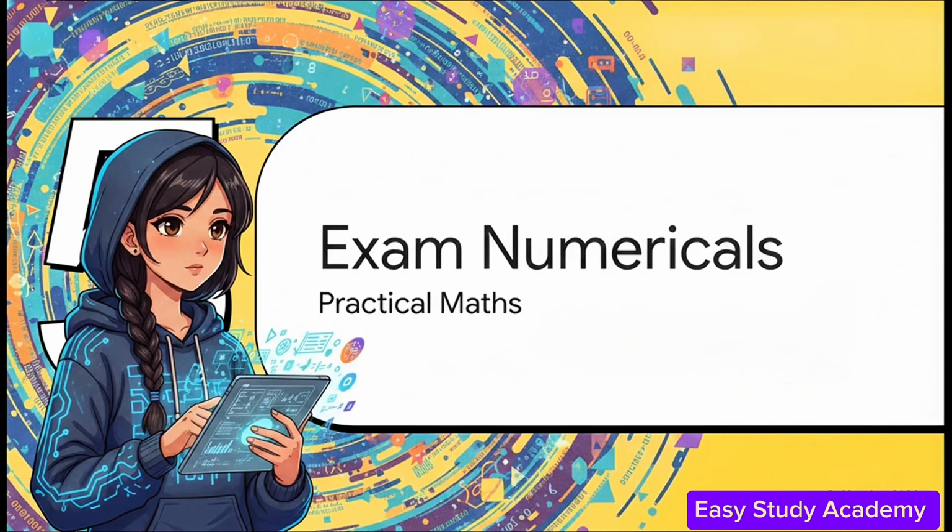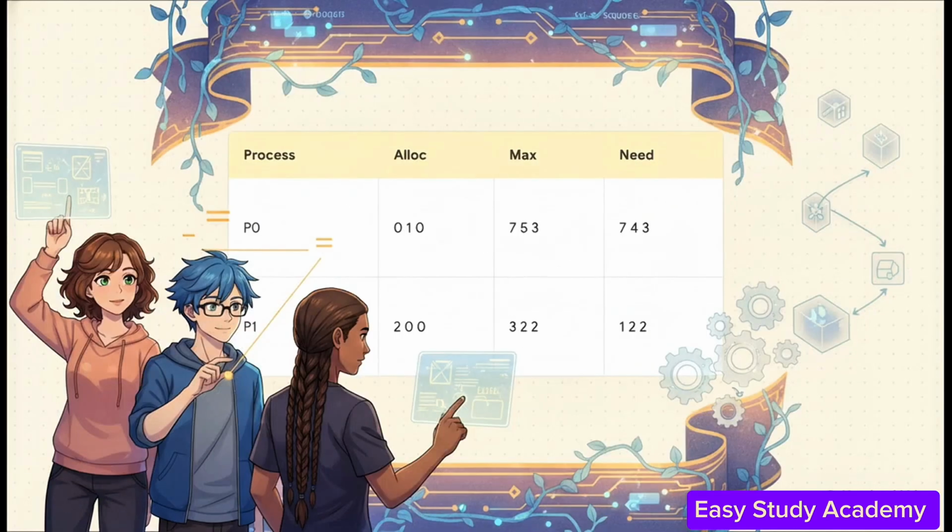And finally, Section 5, High-Yield Exam Numericals. Time to actually apply all this theory. Okay, let's tackle the banker's algorithm matrix. This is going to look exactly like what you'll see on the exam. It's basically your ultimate tool for deadlock avoidance.